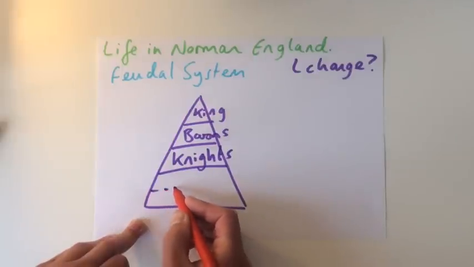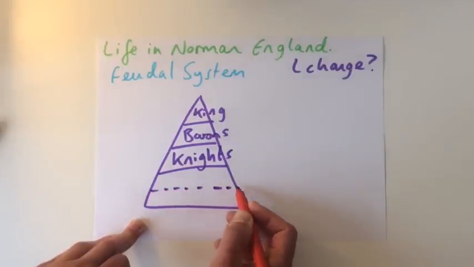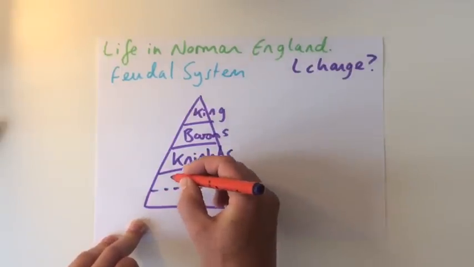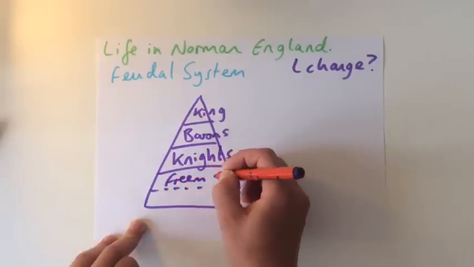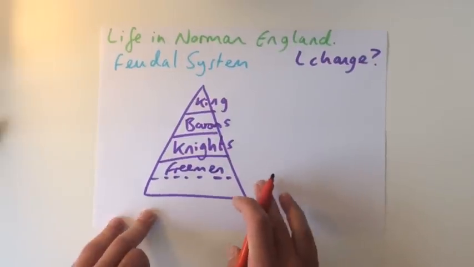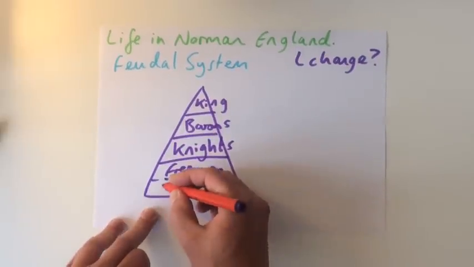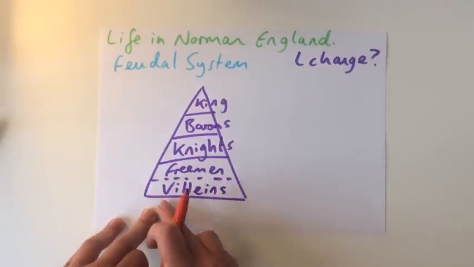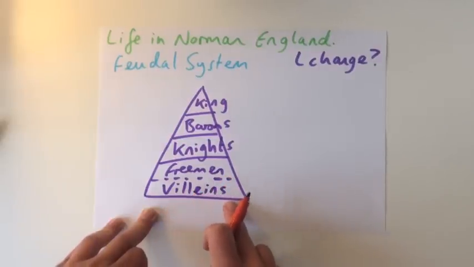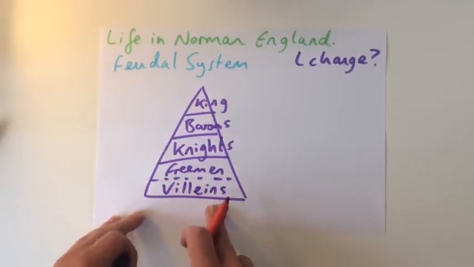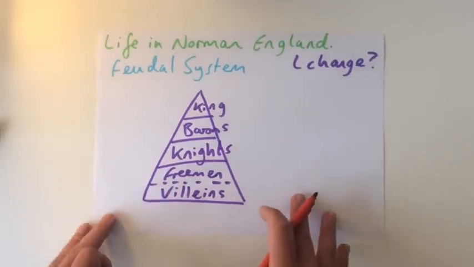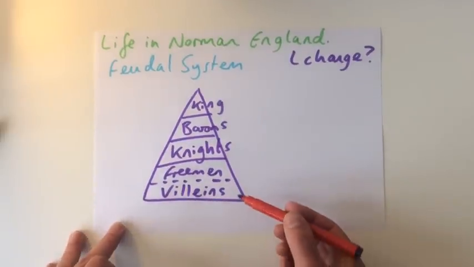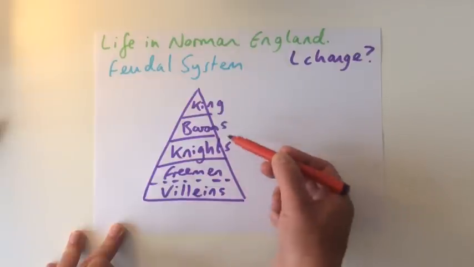But I'm going to just do a dotted line here, because there's two different classes of peasants. You've got the freemen, which is a smaller number of the peasants, and then most of the peasants effectively are these people called villeins, who are not free. They cannot leave their manor, their village, without asking their lord for permission. Their lord will be a knight.